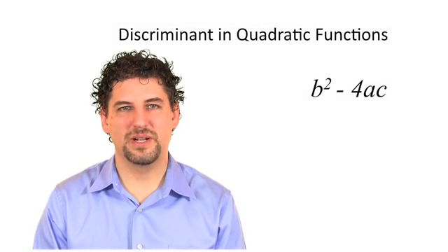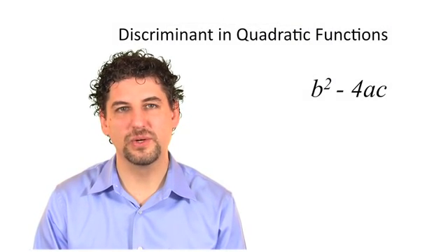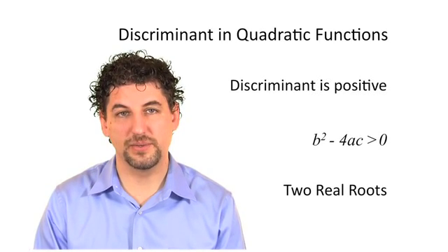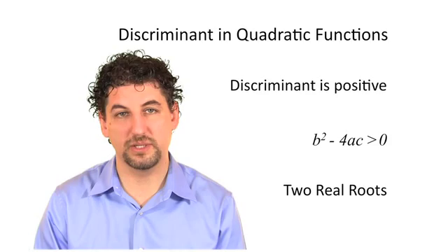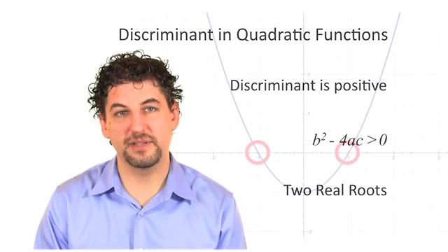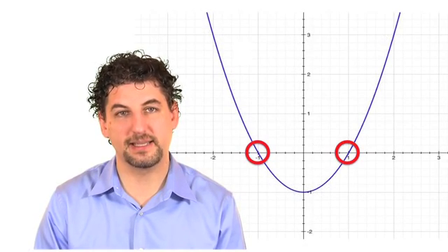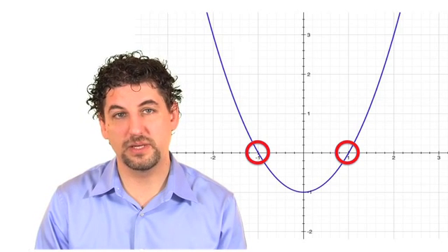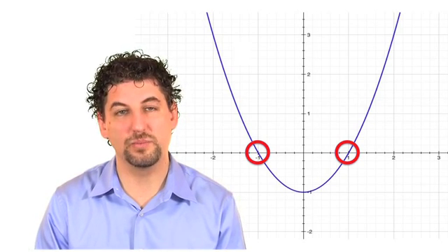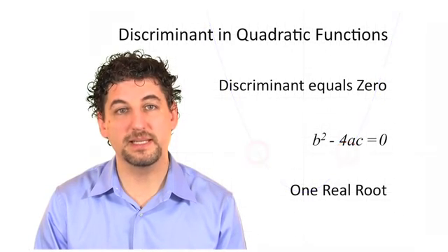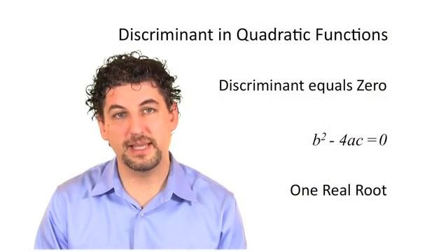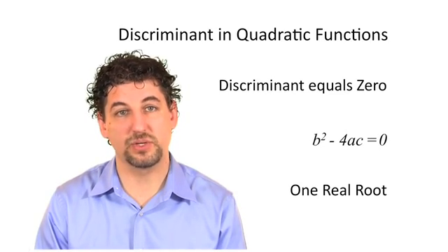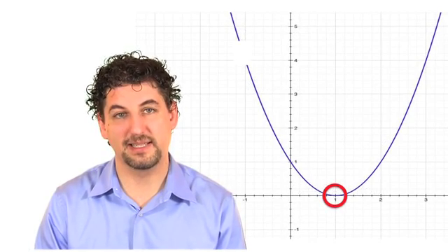Okay, you just got finished watching a video on the discriminant. So just keep in mind that if the discriminant is greater than 0, that means that you have two real roots, and that this graph is going to intersect the x-axis at 2 points. Now, if the discriminant is equal to 0, that means that you have just one root. And so that's where the vertex is actually going to touch the x-axis.